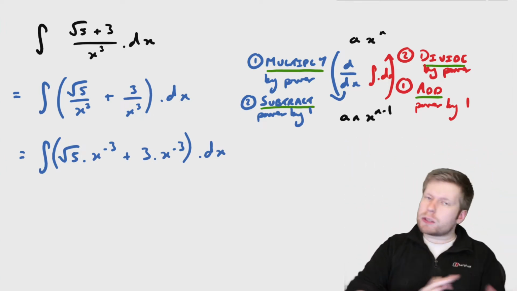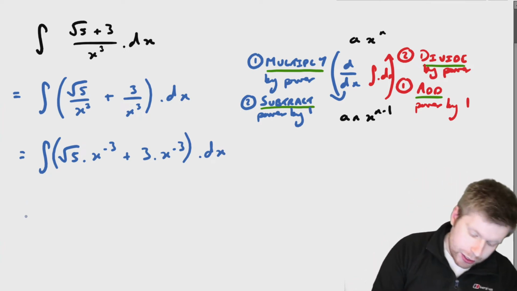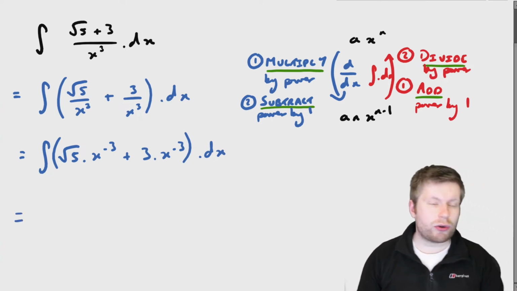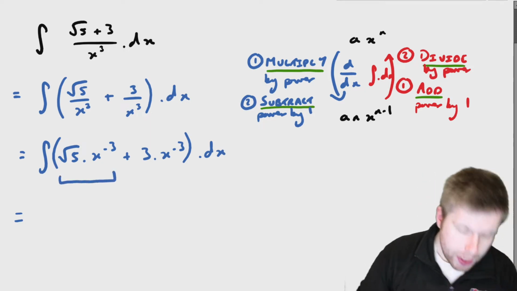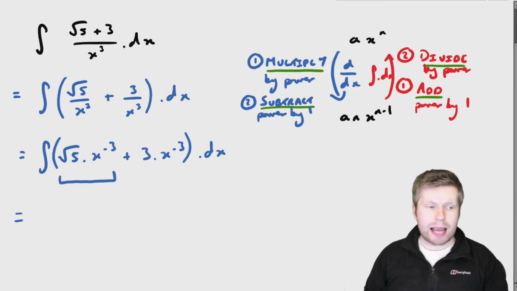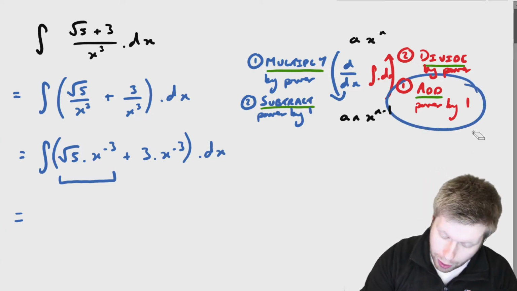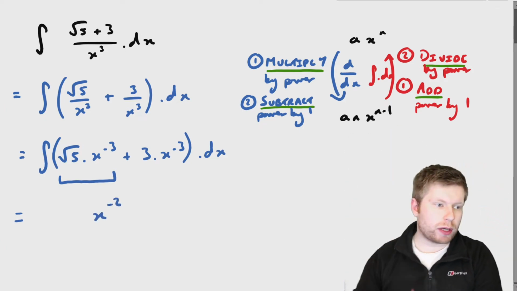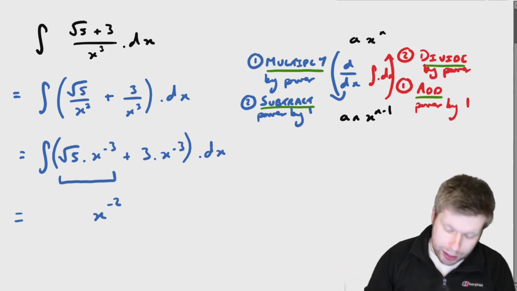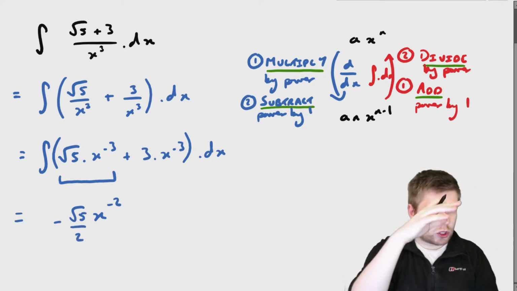Okay, so far I've just been simplifying and rearranging stuff. I haven't actually done any integration. So now I'm in a position where I can actually do the integration because I've got it in the form that I want. So I'm going to look at each term separately. In this case, I've got root 5 times x to the negative 3. So if I integrate, I first need to add 1 to the power. So I get x to the power of negative 2. Remember, negative 3 plus 1 is negative 2. And then I need to divide by that power. So I need to divide by negative 2. So in this case, I get negative root 5 over 2, because of course the negative 2 makes the whole thing negative.